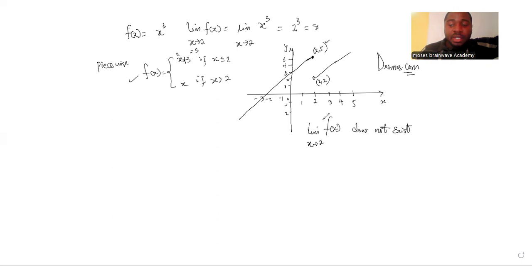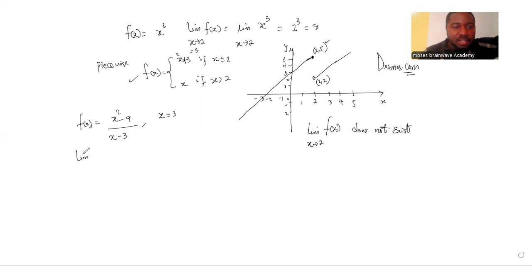Now, sometimes we are asked to analyze the limit of a function at a point in which the domain is not even specified. For instance, this clearly does not exist. Sometimes you can be given a function. Let me give more examples. The function can be x squared minus 9 upon x minus 3, and we are asked to find this limit as x approaches 3.